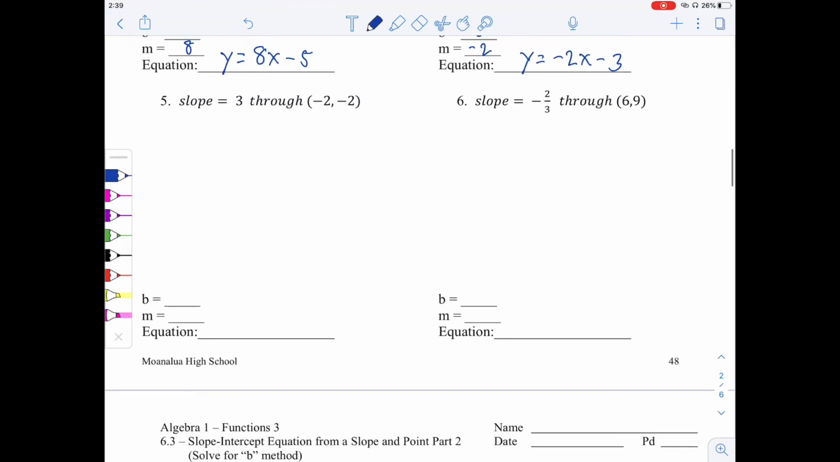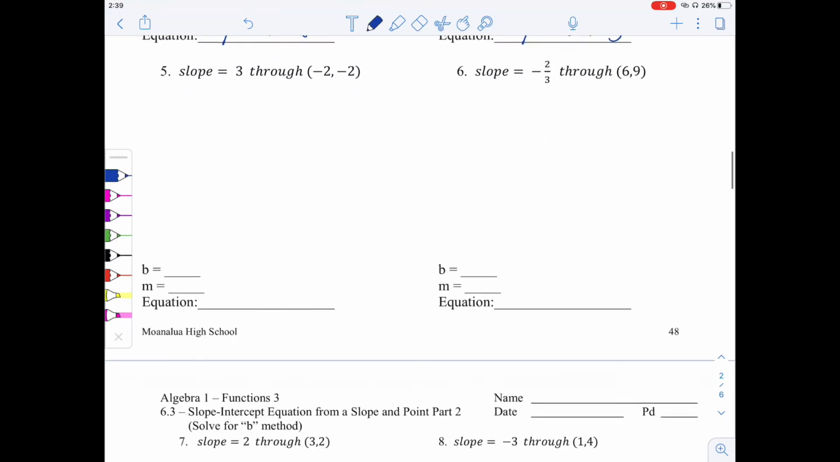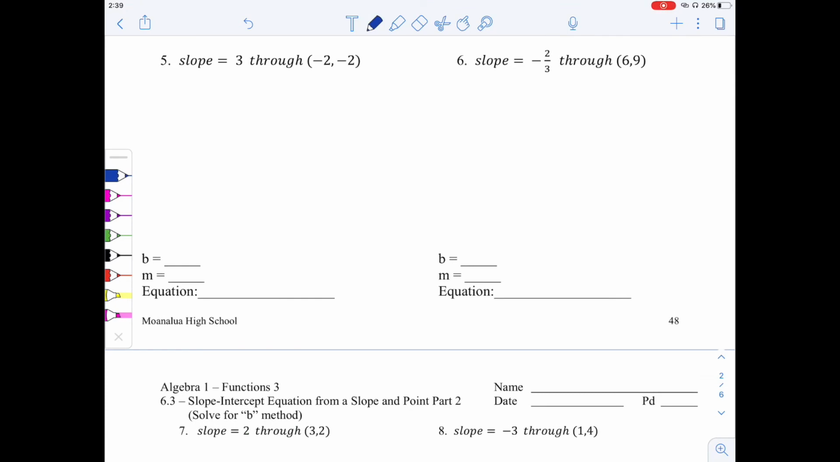Okay, so 5 and 6. Let's go through those. Again, our slope is 3, and we have our x and y values, so we compare to y equals mx plus b and substitute our values. Our y is negative 2, our slope is 3, our x value is negative 2, and we have plus b at the end. We calculate that: 3 times negative 2 is negative 6.